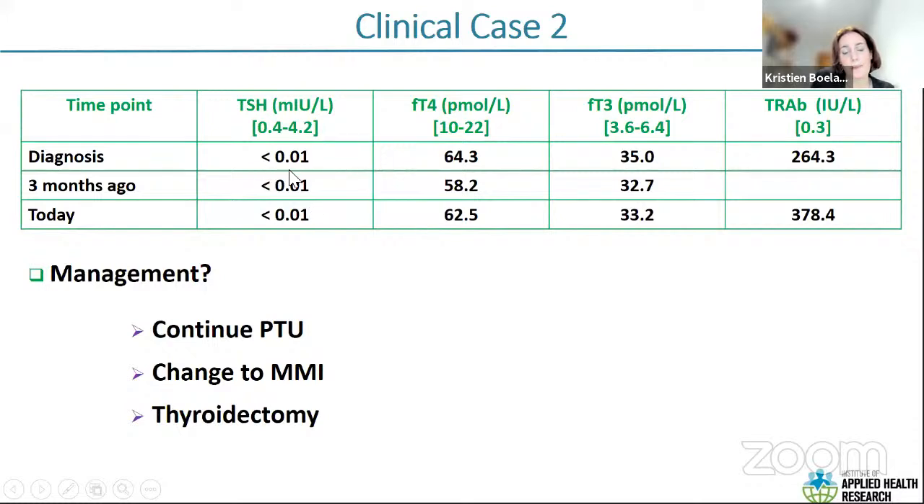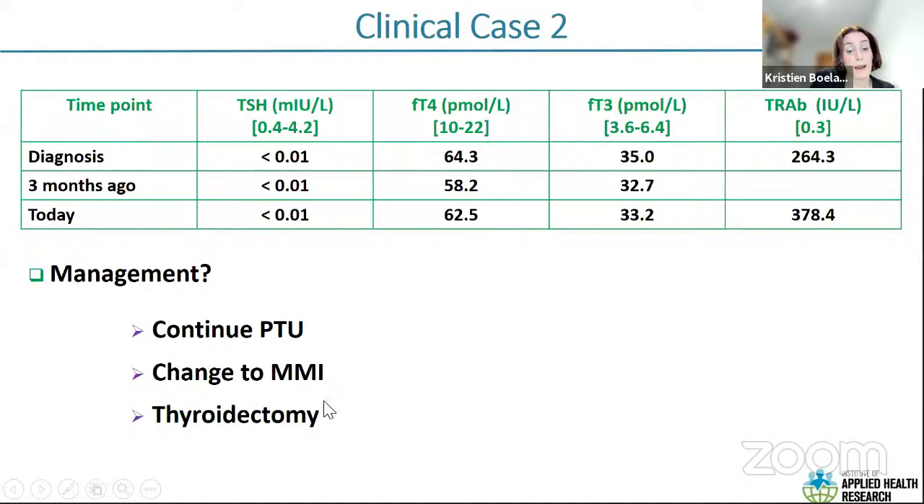And you can see that despite treating her with antithyroid drugs, she really hasn't responded. So here we are with a 14-week pregnant lady with severe drug-induced Graves' disease, where we have to come to a management plan. So the question is, do we continue propylthiouracil?